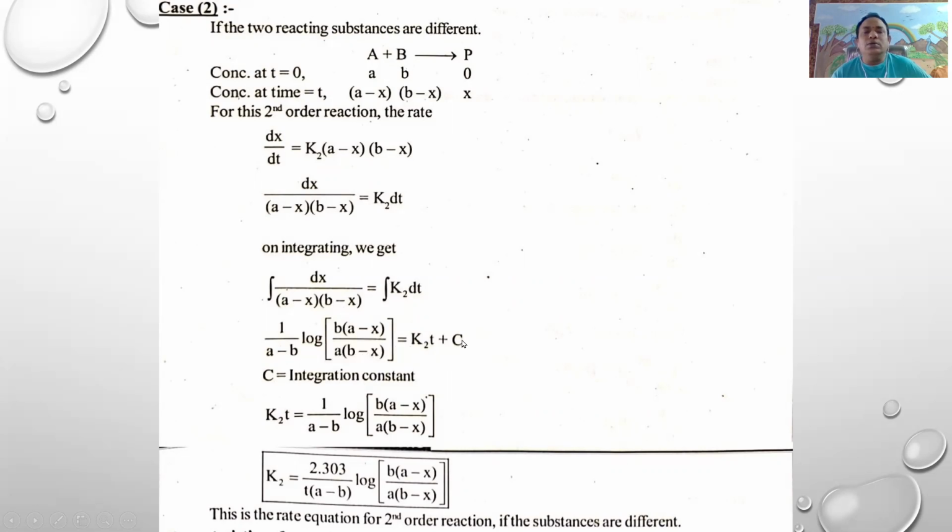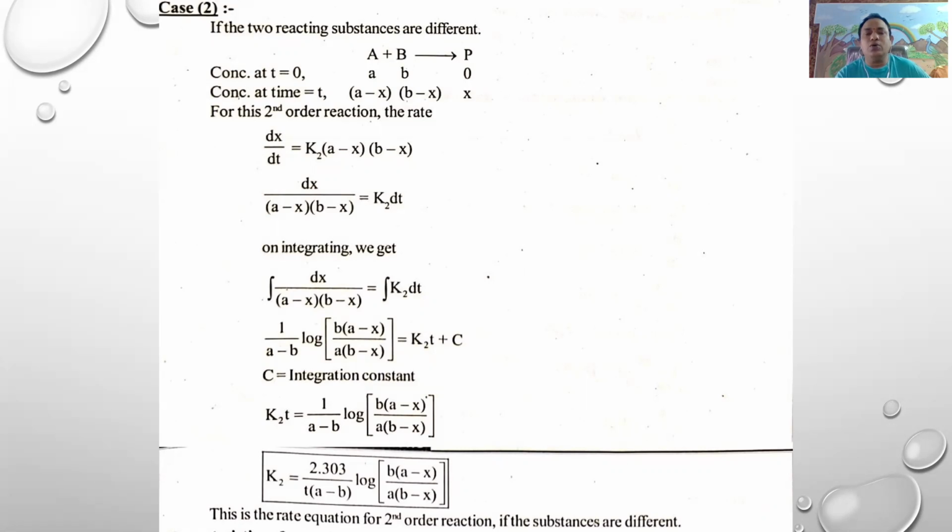Again, to calculate the value of C, substitute t equals 0 and x equals 0 in the above equation. We get k2t equals 1 by (a minus b) log of b(a minus x) by a(b minus x). That implies k2 equals 2.303 by t(a minus b) log of b(a minus x) by a(b minus x). This is the second order rate constant equation in which two different reactants participate in a chemical reaction.